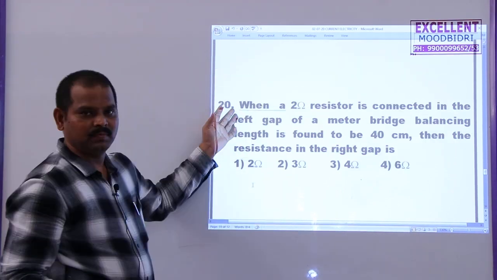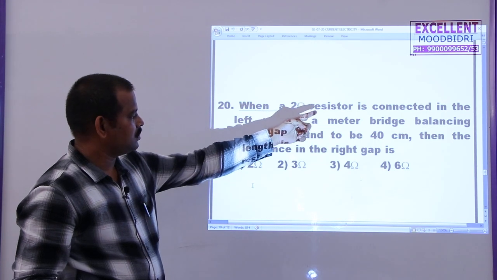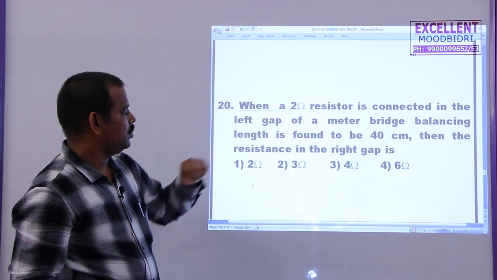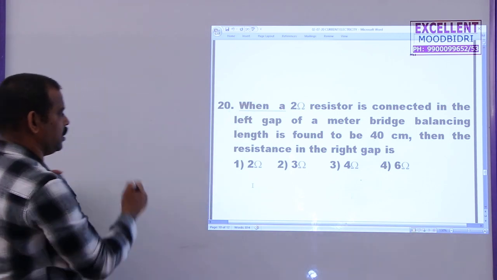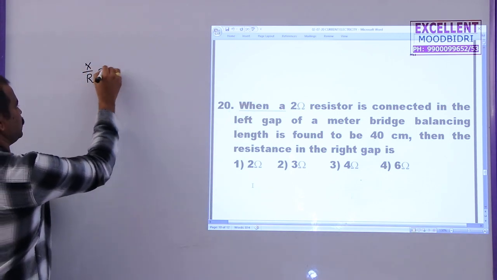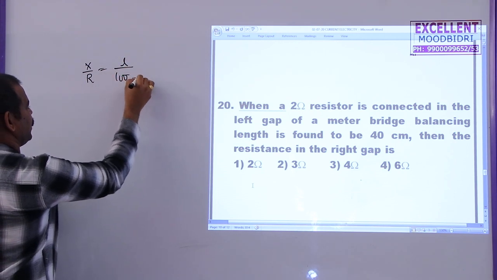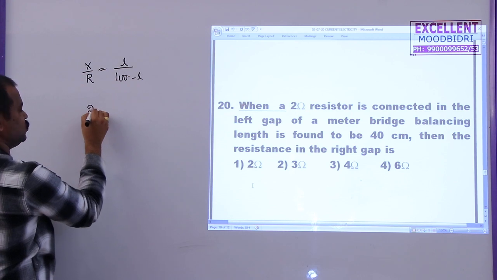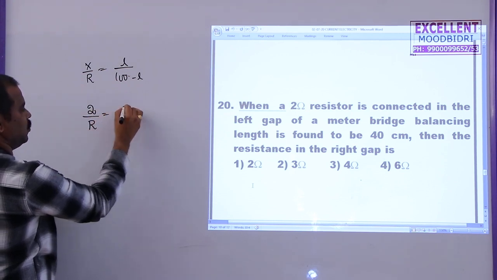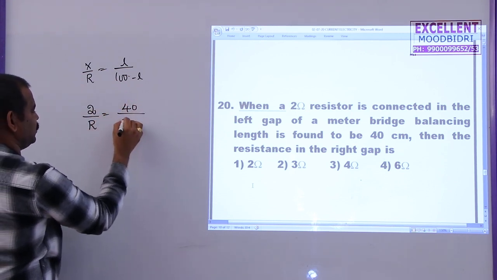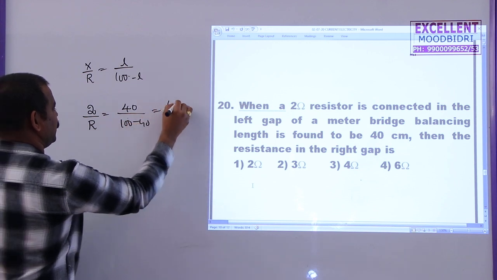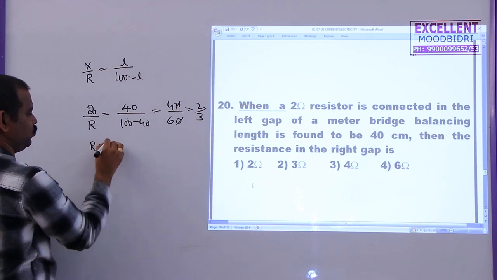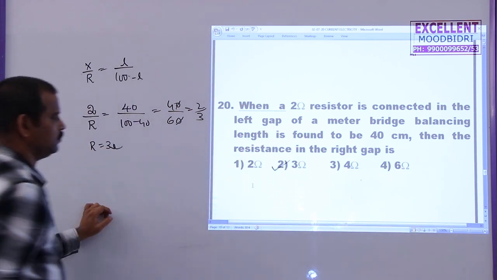Option 1 is correct. Similar problem: when a 2 ohm resistor is connected in the left gap of a meter bridge, the balance length is found to be 40. Then what is the resistance in the right gap? So that is X by R is equal to L by 100 minus L. Now a 2 ohm resistor is connected in the left gap. This is 2 ohms. The resistance in the right gap is unknown. This is 40 by 100 minus 40, that is 40 by 60 or 2 by 3. So R should be 3 ohms.